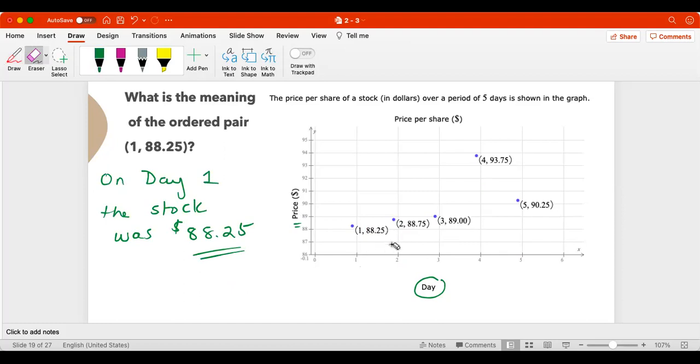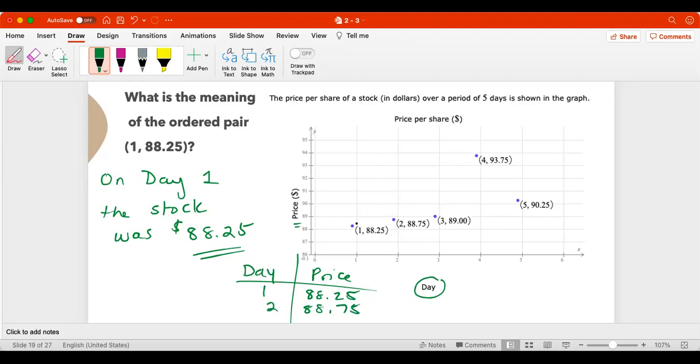Why would somebody want to graph something like this? So of course you could write a table, right? You could say, there's the number of the day, and here's the price. You can say on day 1, it was 88.25. On day 2, it was 88.75.